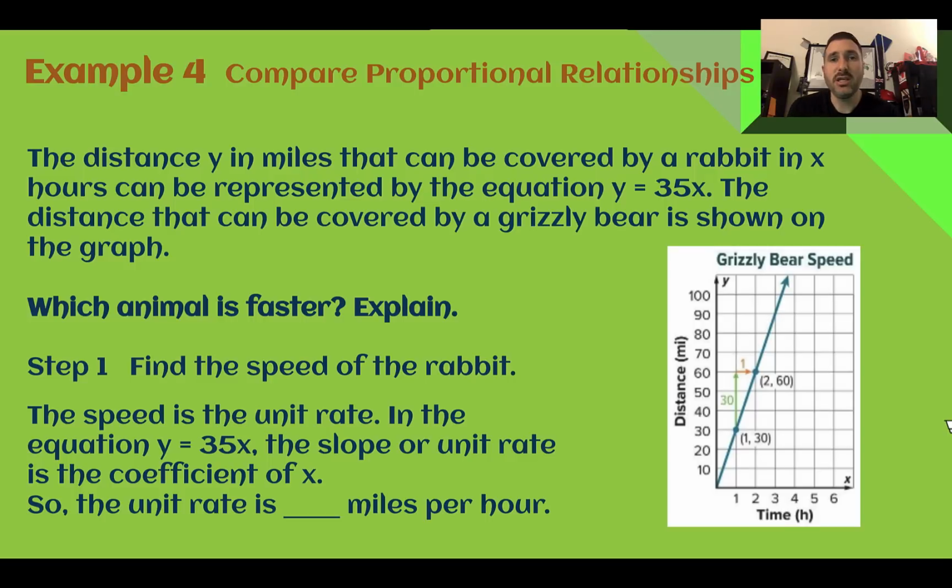So let's find the speed of the rabbit. We are given the equation y equals 35x. In that equation, our slope is just the number in front of x. So it is 35. This means the rabbit was going 35 miles per hour. If we plugged in 1 for the number of hours, y would be 35, and that's talking about our miles. So 1 would be 35, the rabbit was going 35 miles an hour.